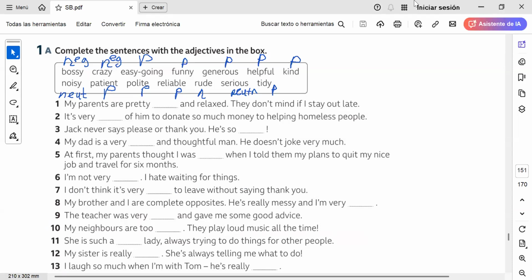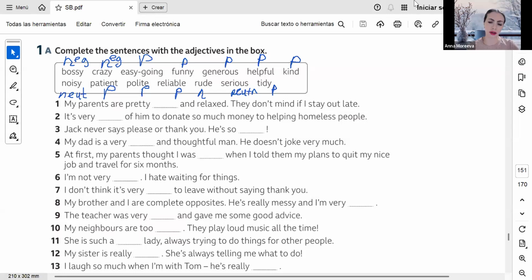I consider myself a little easygoing, helpful, kind, polite, and tidy. But sometimes also a little serious. Okay, very good. Thank you.